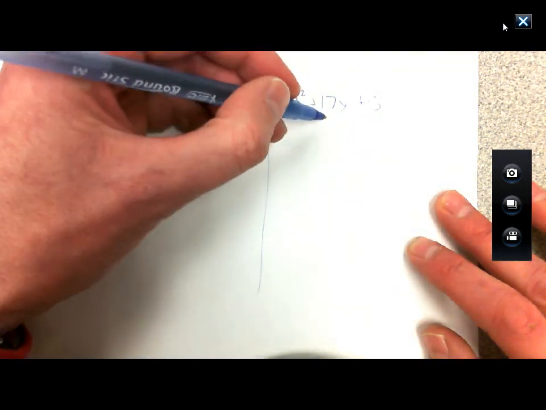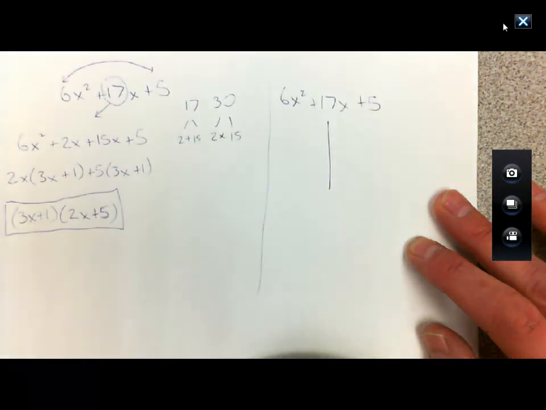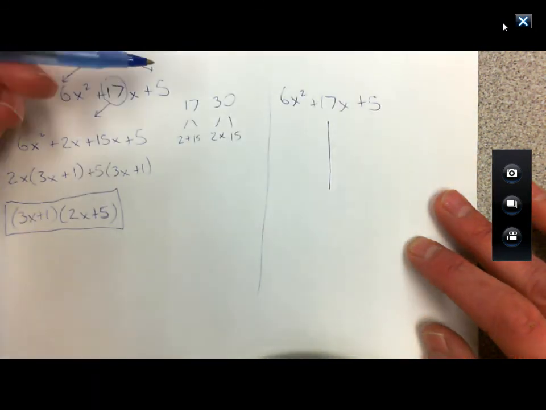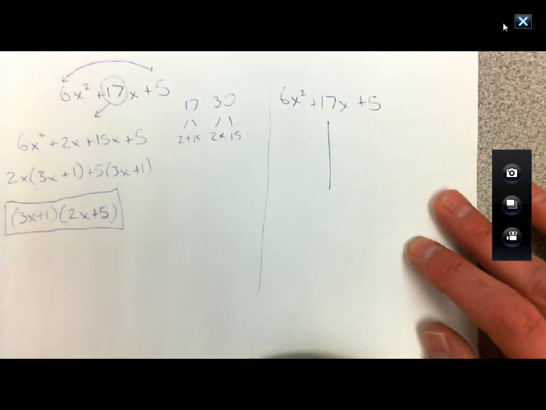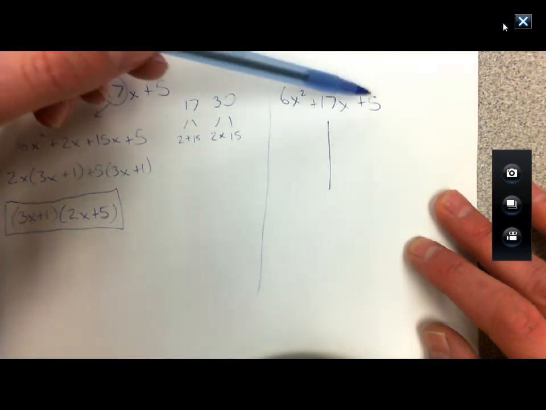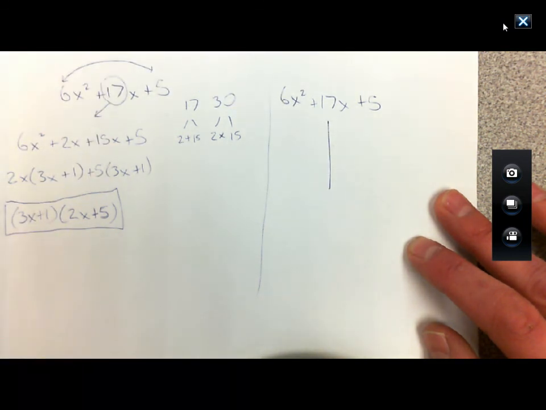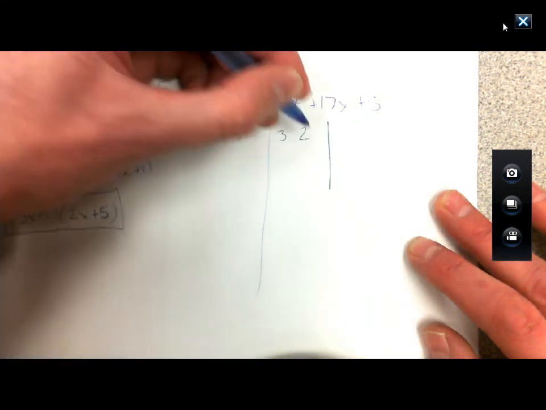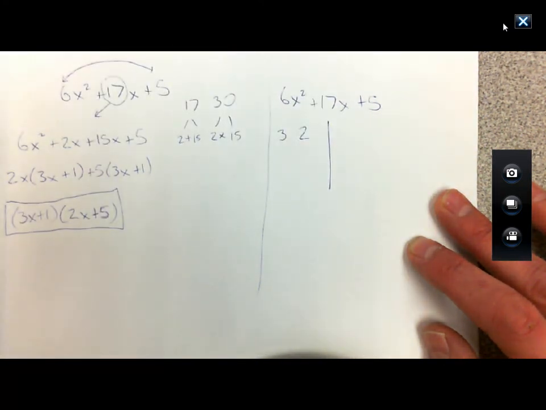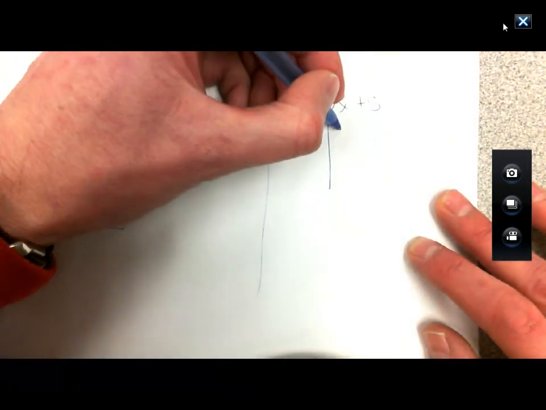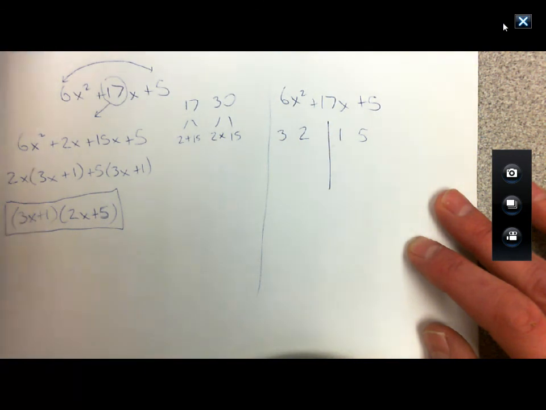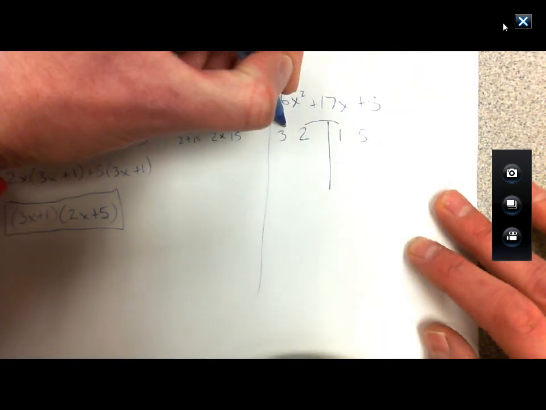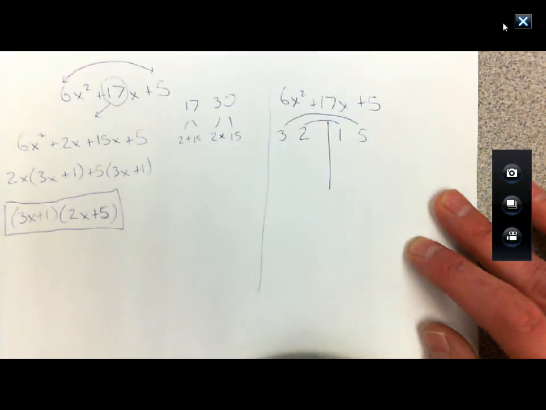The other method is to ignore the middle term, ignore the 17, and just look at the first term and the last term. And we're going to ask, what are two numbers that multiply to 6, and what are two numbers that multiply to 5? Well, two numbers that multiply to 6 are going to be 3 and 2, I guess. And the two numbers that multiply to 5 would just be 1 and 5. 1 times 5 is 5. And now we're going to do what's called the rainbow. Taste the rainbow.